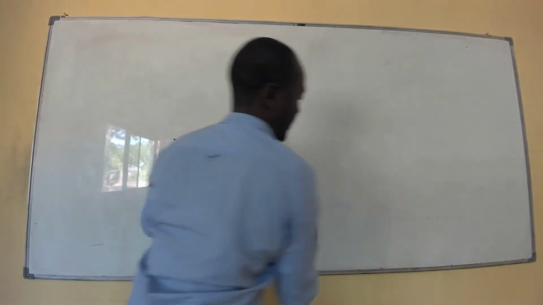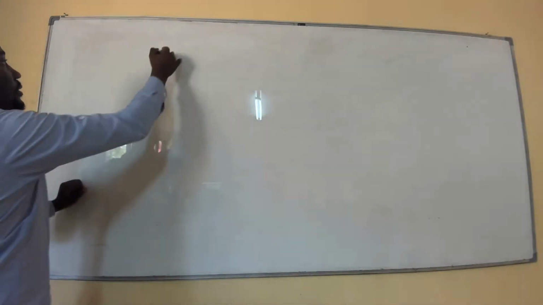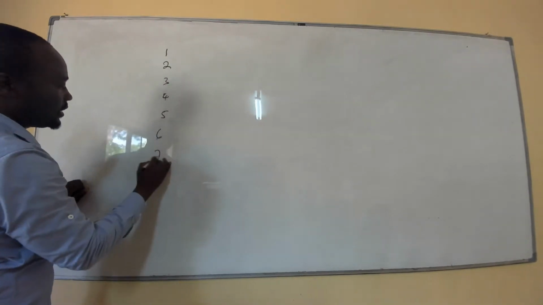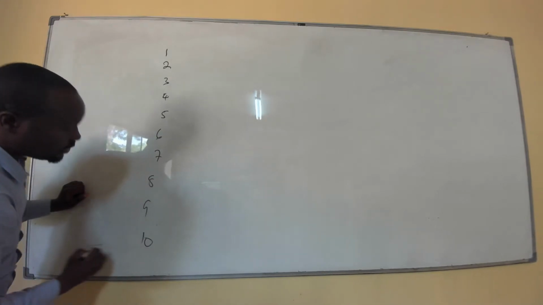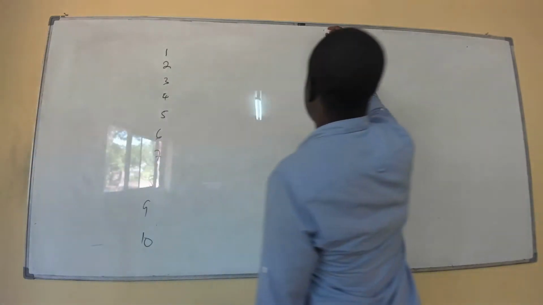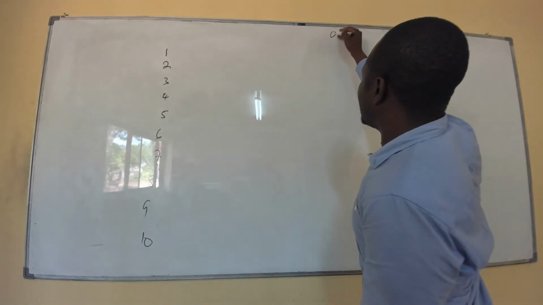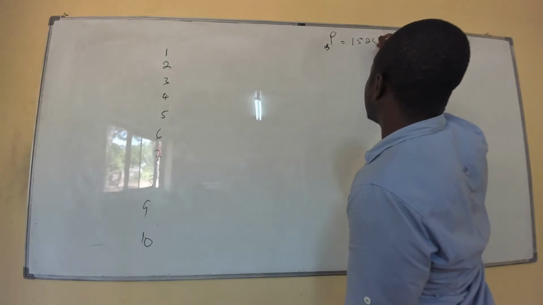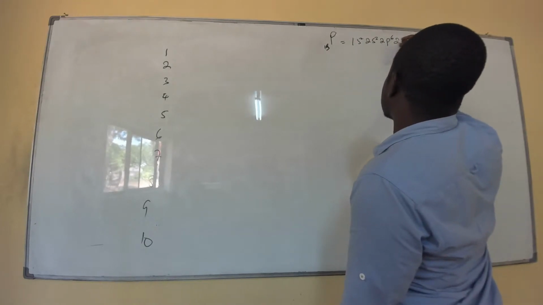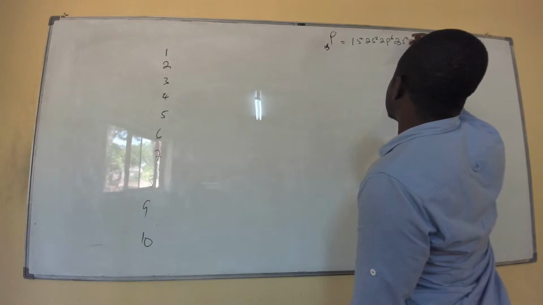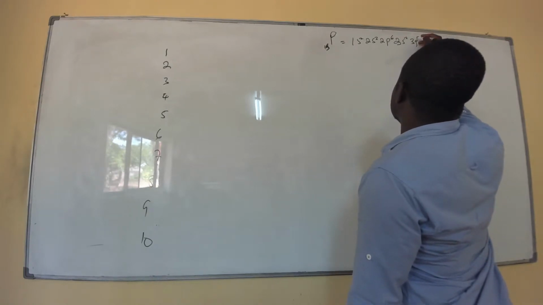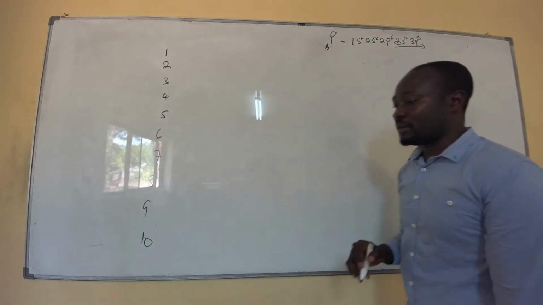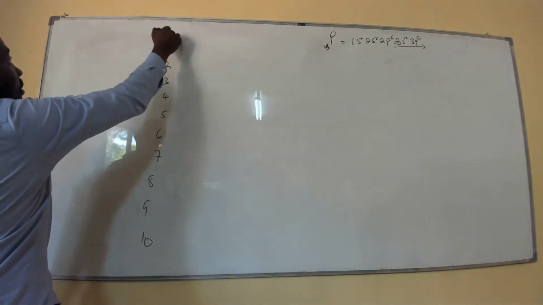Let me see if we have 1, 2, 3, 4, 5, 6, 7, 8, 9, 10. Let's do the first 10. So phosphorus would be 15. So you have 1s2, 2s2, 2p6, 3s2, 3p3. So we've already done this. Let's also do this and see what we have. So these are the electrons in phosphorus.